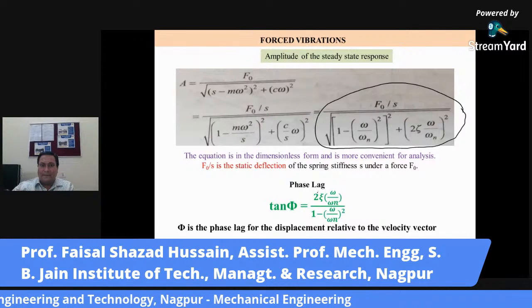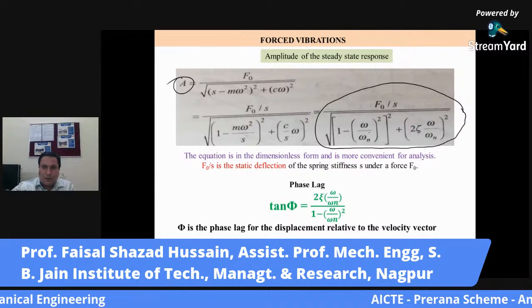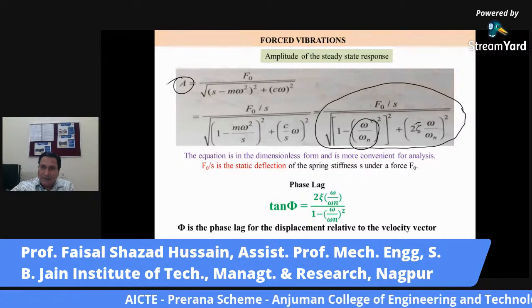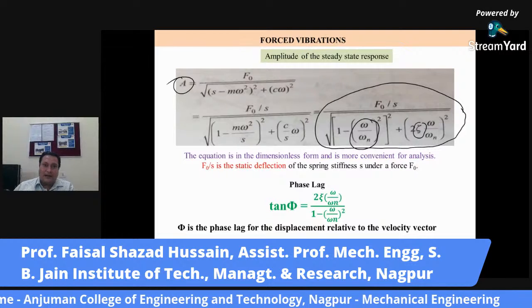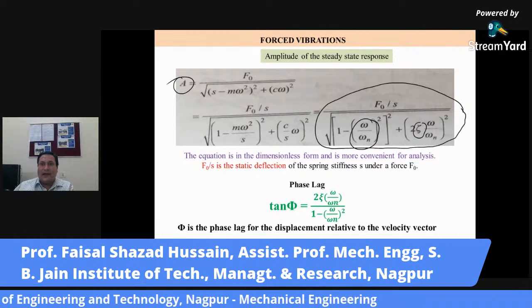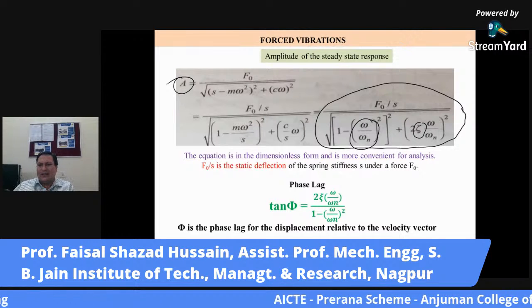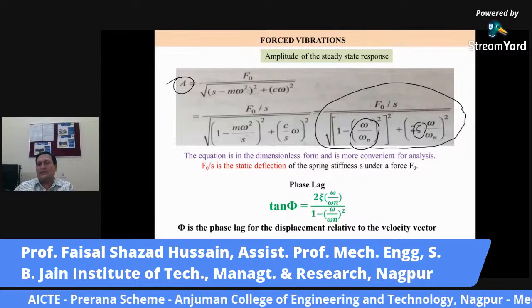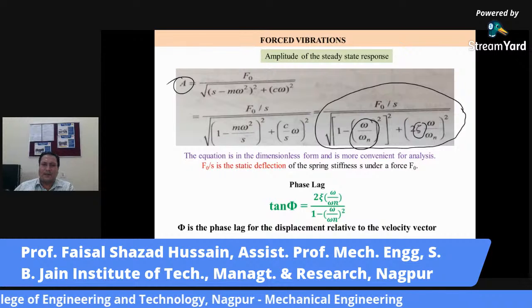Here you can see that this amplitude A of steady state response depends upon two parameters. One is your frequency ratio omega by omega n, and another one is your damping factor zeta. It means that if the damping factor and the frequency ratio factor are increased, amplitude will reduce, and if these two factors are reduced, then amplitude will be increased, vice versa.